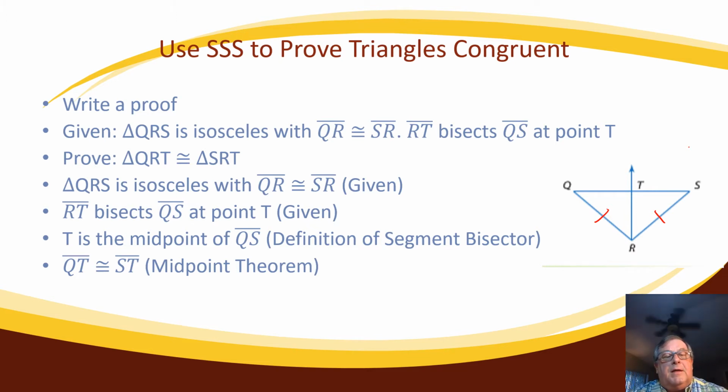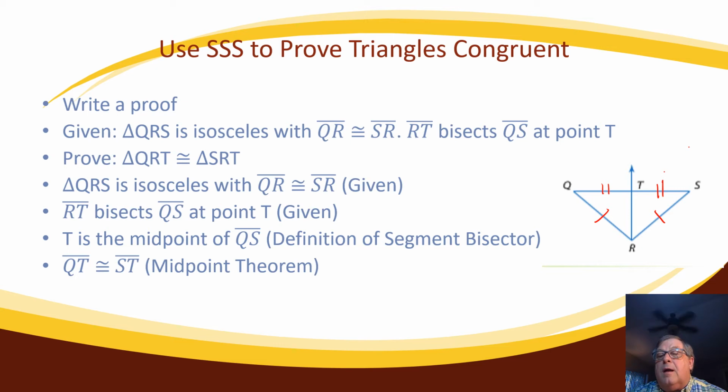Now, that being the case, then QT is congruent to ST. So we can say then that QT and ST are congruent. We're almost to side, side, side, aren't we? Well, what else? Oh, that's the midpoint theorem. If T is the midpoint, then QT and ST segments are congruent.